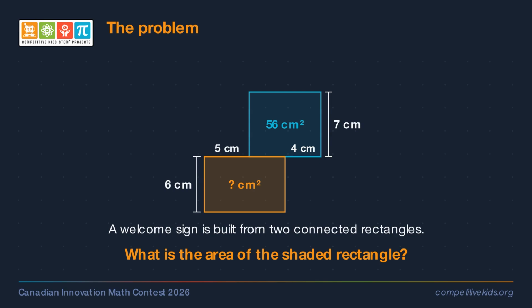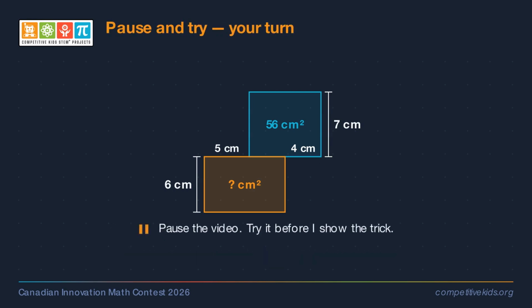The shaded rectangle is 6 centimeters tall. Find its area. Pause the video. Try it before I show the trick. Here is a hint. Recover the top width first, then walk it down with the offsets.